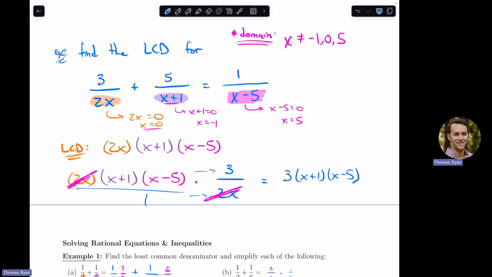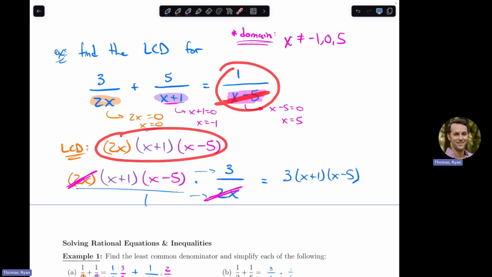Okay? And then the same kind of thing happens everywhere else, right? This part of the product, the fraction that's already there has an x plus 1 in the bottom, so the x plus 1 is going to cancel, and we're left with whatever's left. This part, there's an x minus 5 already in the bottom. Those would cancel, and we're left with everything else, right?